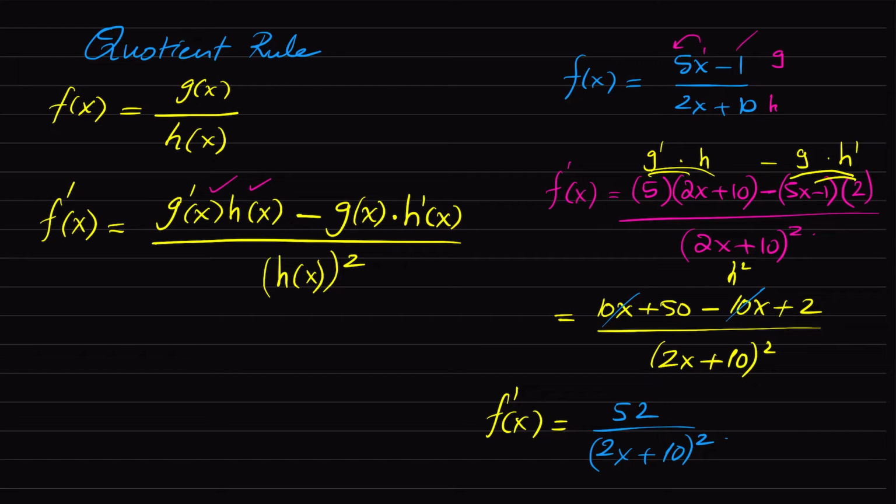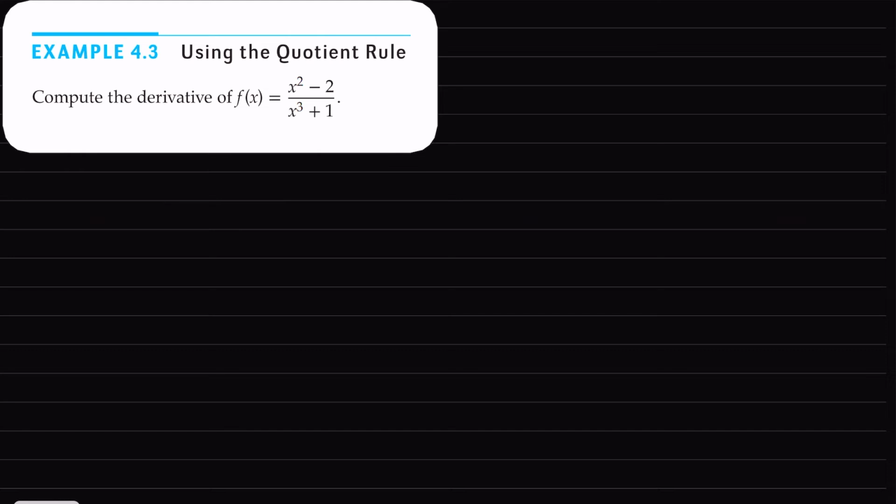This is the derivative using quotient rule. So using quotient rule to compute the derivative. Quotient rule is applied whenever we have a rational function. So let's say this is g of x, this is h of x. The numerator is g and the denominator is h. So we will apply quotient rule.